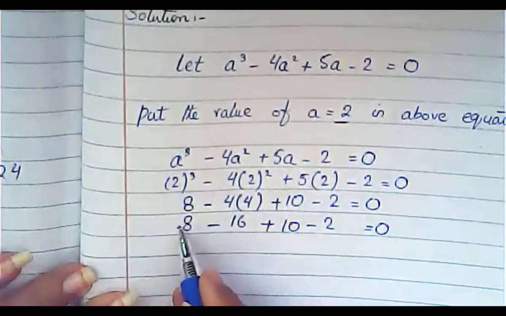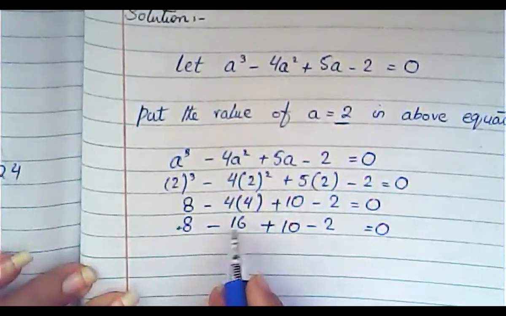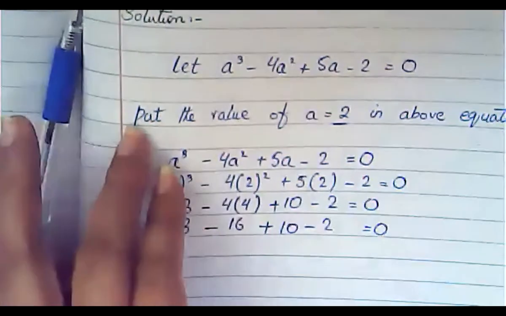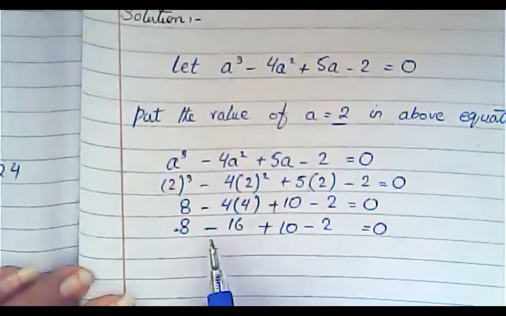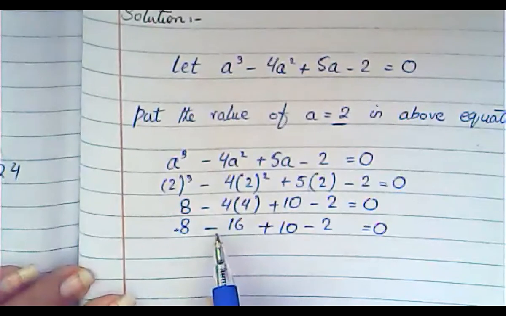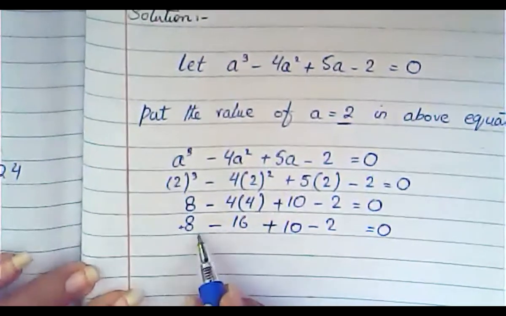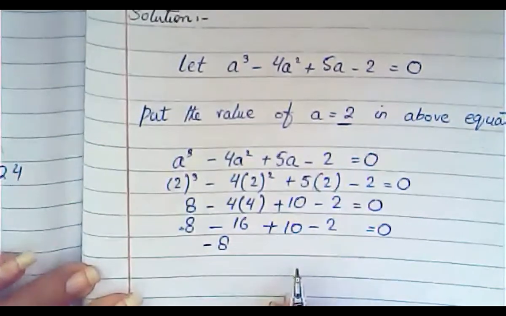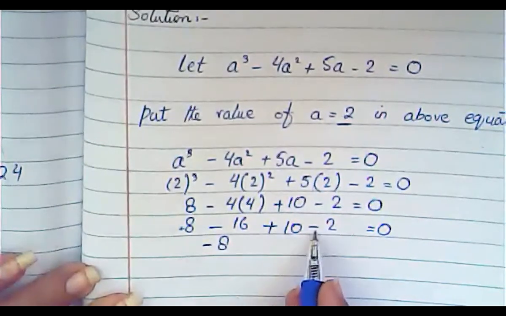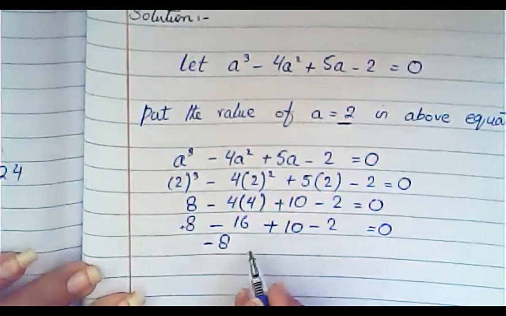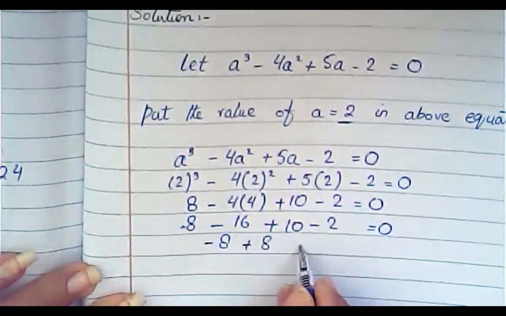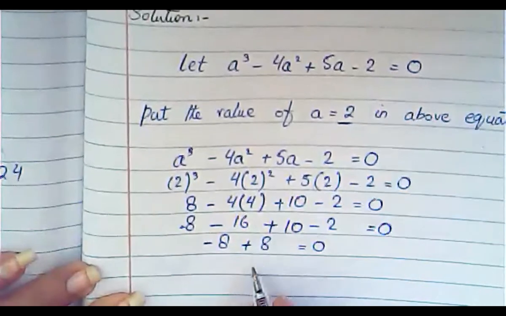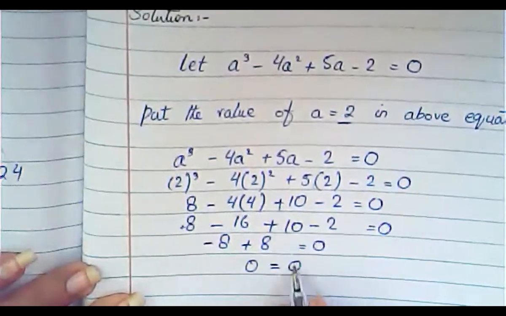Now what it will be? Plus 8 and minus 16. Minus plus will be minus. So you will write it down here, 8 minus 16 will be minus 8. Okay. And plus 10 minus 2 will be plus 8 is equals to 0. So minus 8 plus 8, what will be the answer? 0. 0 is equals to 0.